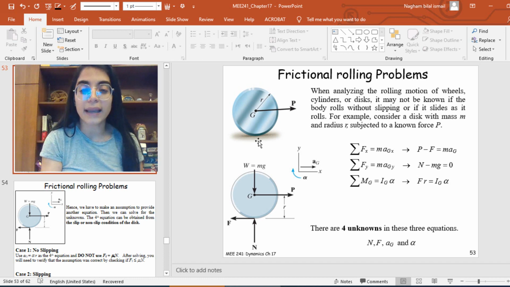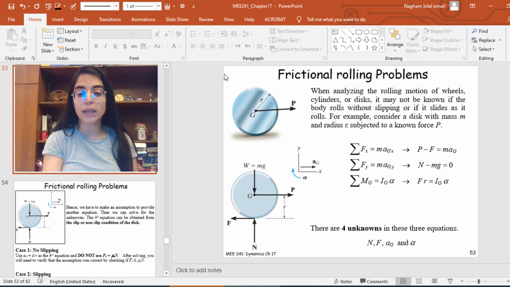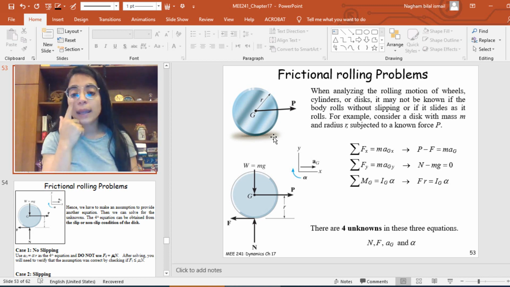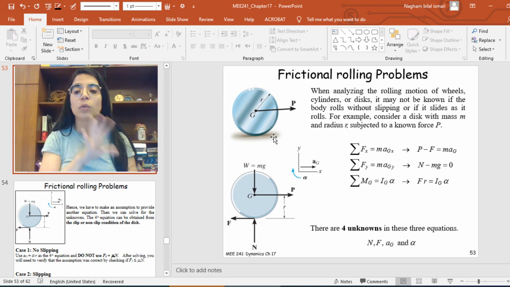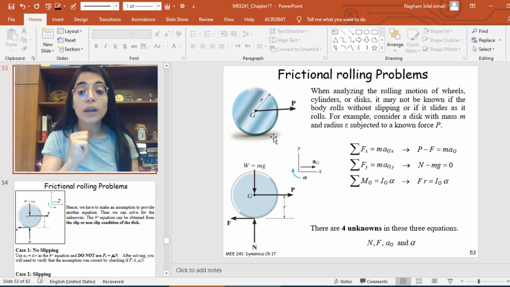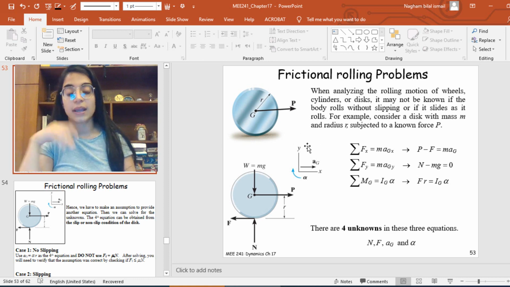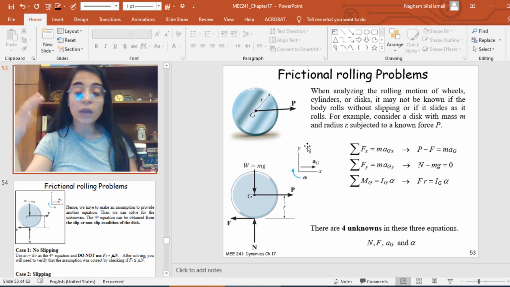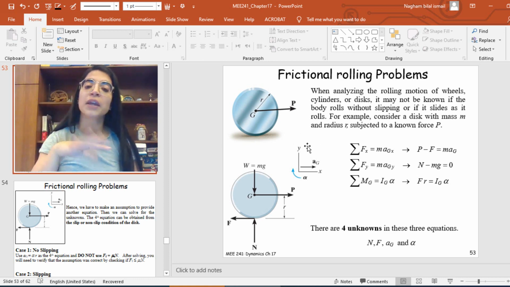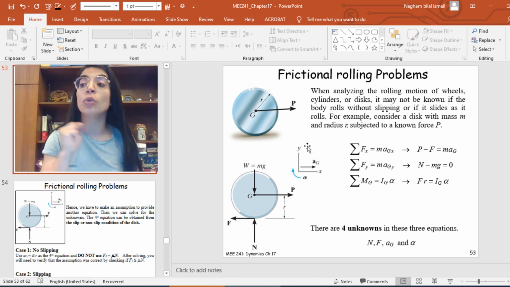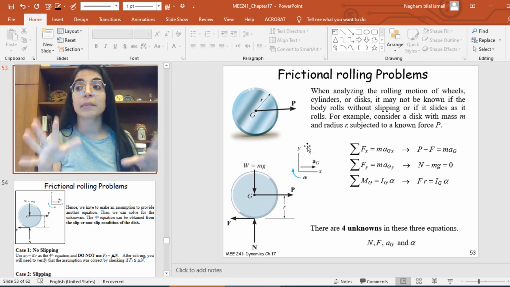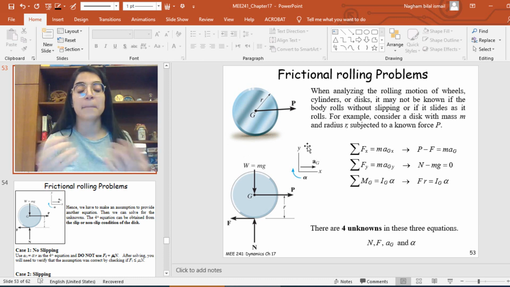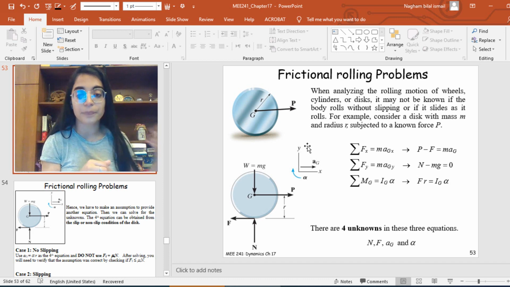So in this example, I have a rolling motion. I have a wheel doing a rolling motion, all right? It could be a cylinder, it could be a disc. And I don't know if this body rolls without slipping or if it is sliding in the horizontal direction as it rolls. So I want to find out the equations for slipping and non-slipping case, and I'm going to know what my case is. What are the conditions to say that there is no slipping in this problem?